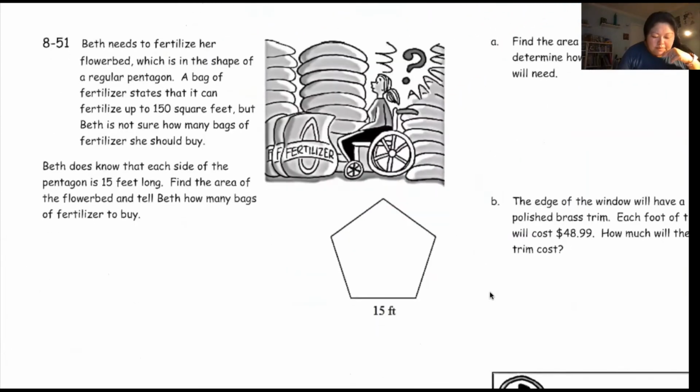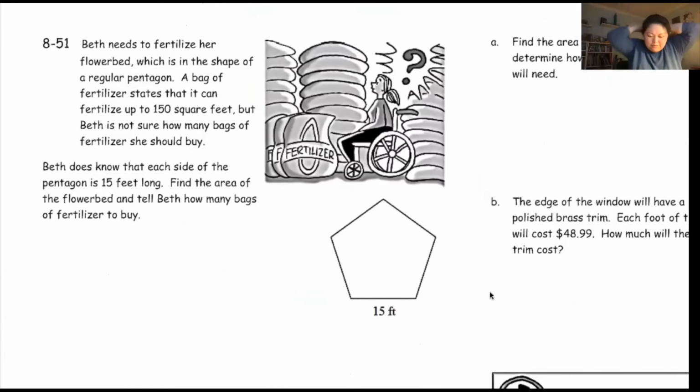Beth needs to fertilize her flower bed, which is in the shape of a regular pentagon. Okay, it's a pentagon right here. A bag of fertilizer states that it can fertilize up to 150 square feet, but Beth is not sure how many bags of fertilizer she should buy, so she needs to figure out how much her flower bed occupies, right? Beth does know each side of the pentagon is 15 feet long. Find the area of the flower bed and tell her how many bags of fertilizer to buy.